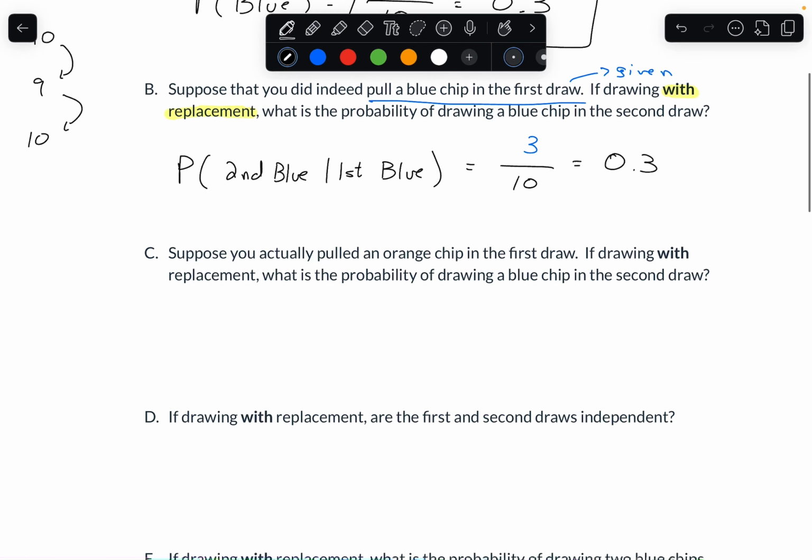Let's continue on here. Suppose you actually pulled an orange chip on the first draw. So it's telling me I pulled an orange chip on the first draw.